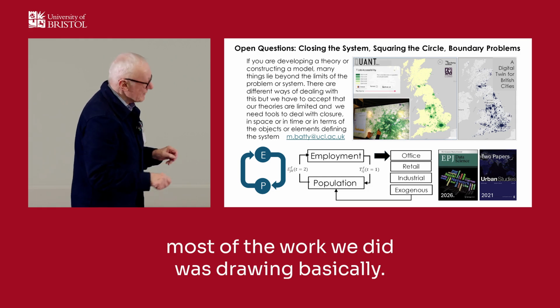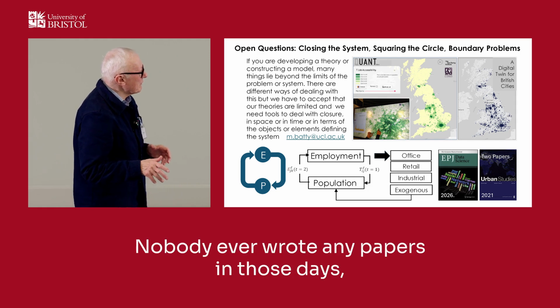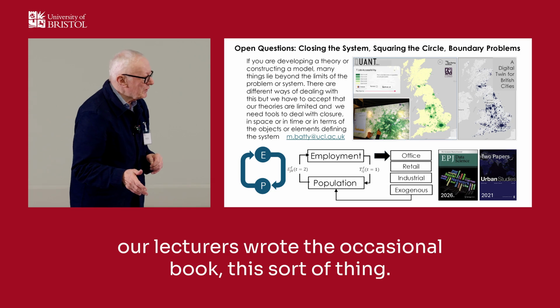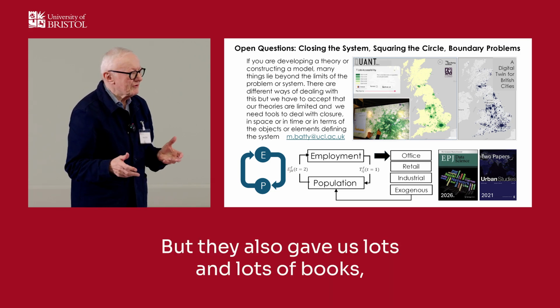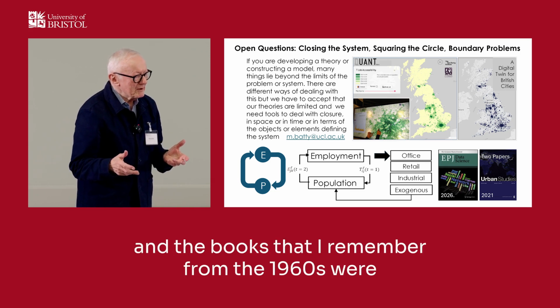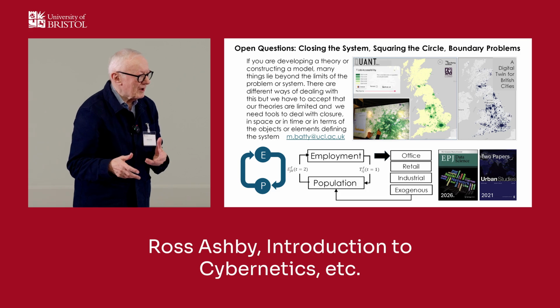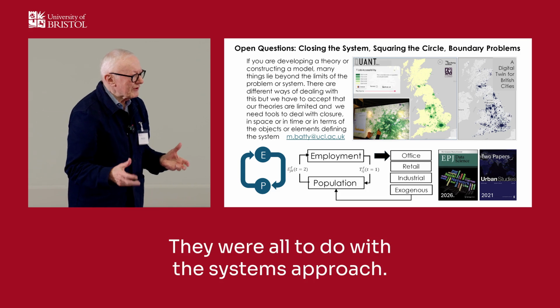And when I was a student of architecture and planning in the 60s, most of the work we did was drawing, basically. So we used to draw the box in lots of different ways. Nobody ever wrote any papers in those days. Our lecturers wrote the occasional book, but they also gave us lots and lots of books. The books that I remember from the 1960s were Ross Ashby, Introduction to Cybernetics, Stafford Beer, Decision and Control. They were all to do with the systems approach.